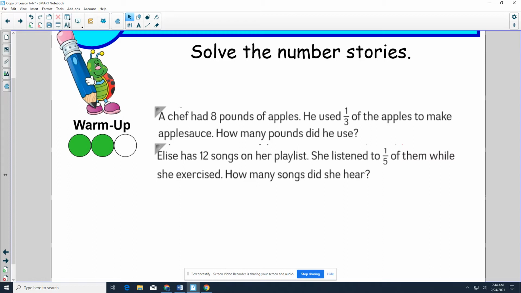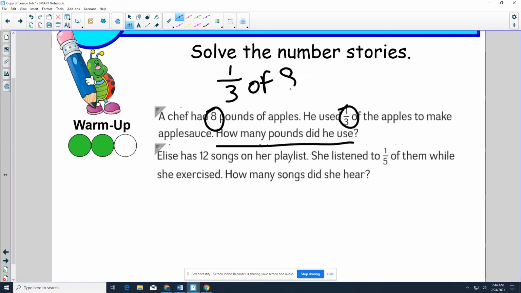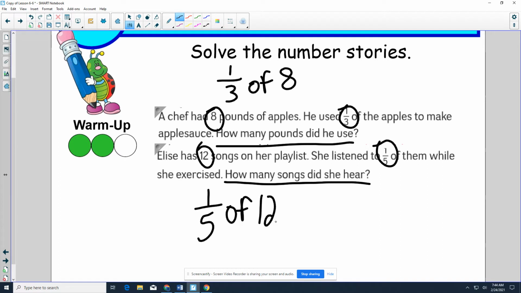Hopefully you had a chance to solve those. And so if you looked at the problem, you could see a chef has 8 pounds of apples. He used 1/3 of them. How many pounds did he use? So it's 1/3 of 8. And then you would solve that. And then the next one here, Elise has 12 songs. She listened to 1/5 of them. How many did she hear? So again, you would write the number model 1/5 of 12 and then solve. And on these two, you wouldn't get a whole number, you would actually get a mixed number when you divide those out.